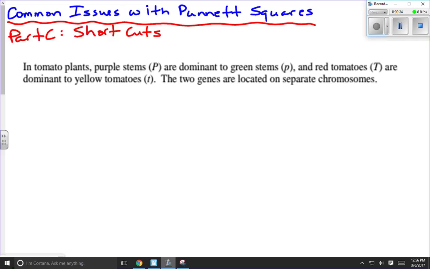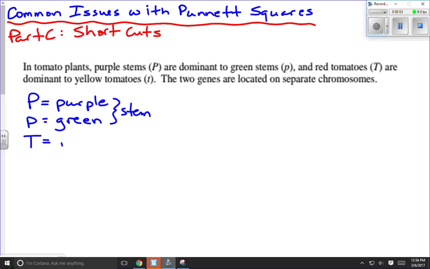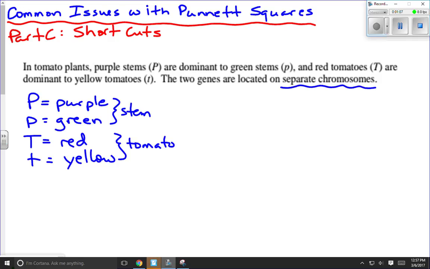So any way you can simplify a Punnett square and lead you to an answer more quickly and more efficiently, it's a good thing. So let's look at the example we had in a previous video about tomato plants with purple stems dominant over green stems. So big P is equal to purple, and little p is equal to green, and that's their stem color. And then it says that tomatoes are either red, dominant over yellow. And that's the color of the tomato itself. All right, it also tells us these genes are located on separate chromosomes, which means they follow the law of independent assortment, which means a Punnett square is an appropriate way to go about solving a genetics problem.